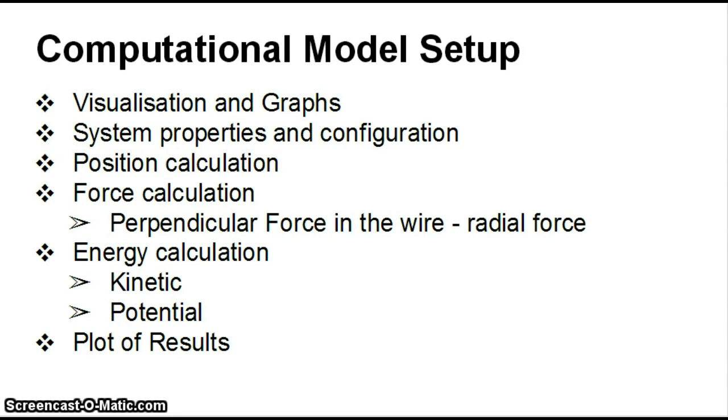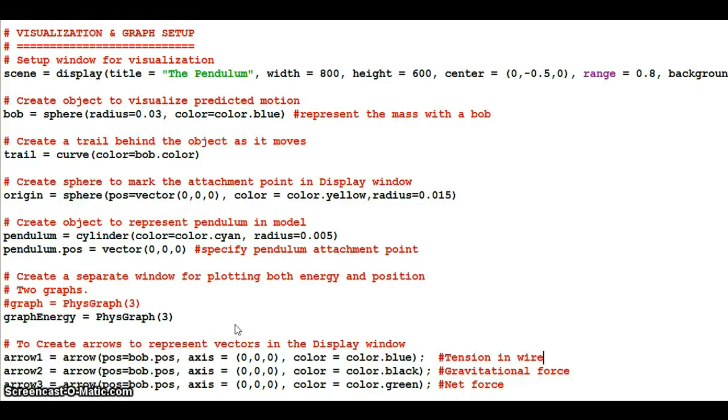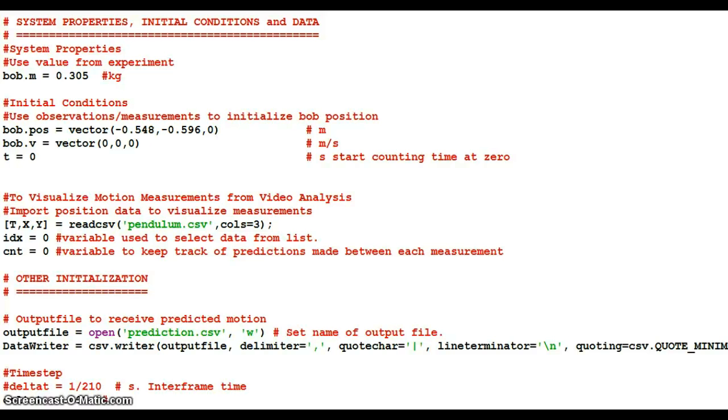The perpendicular force on the wire is quite tricky to calculate. The VPython will plot the motion of the pendulum. That includes the gravitational force, the tension in the wire, and the net force overall. Also, the 3 graphs of potential and kinetic energy and total energy, the increments, will be plotted as well. Other initializations are shown here.